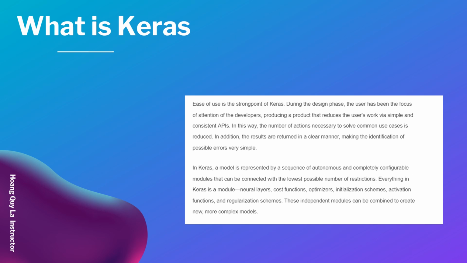In Keras, a model is represented by a sequence of autonomous and completely configurable modules that can be connected with the lowest possible number of restrictions. Everything in Keras is a module: neural layers, cost functions, optimizers, initialization schemes, activation functions, and regularization schemes. These independent modules can be combined to create new and more complex models.